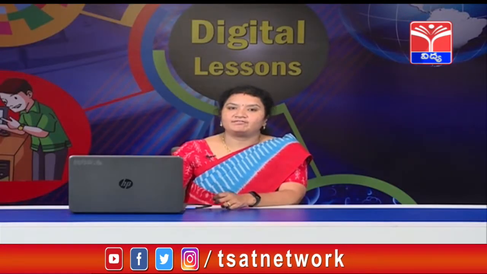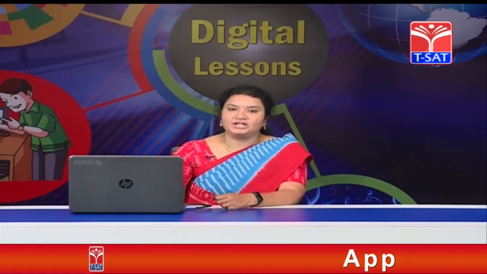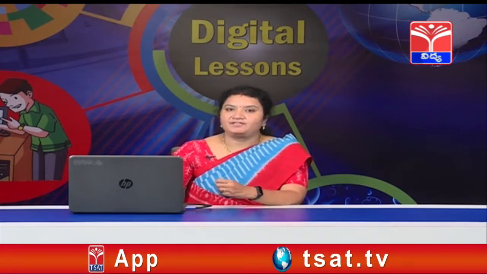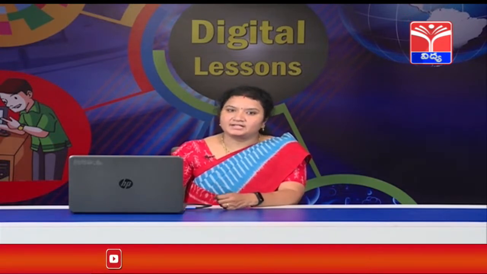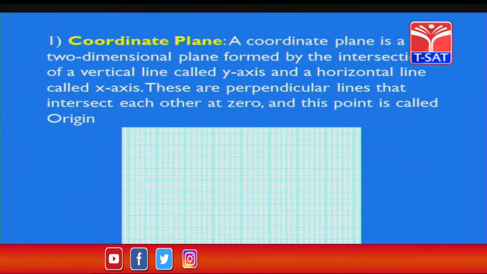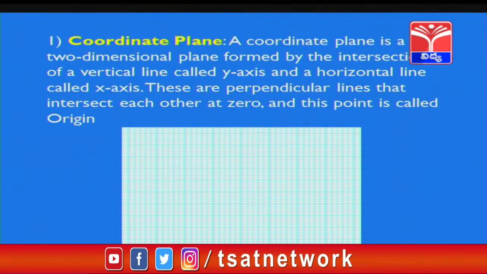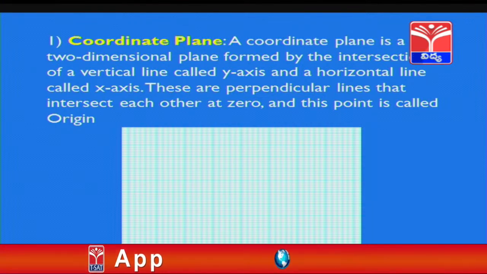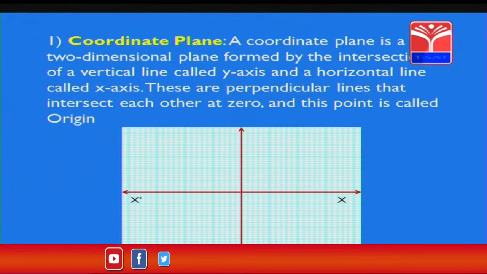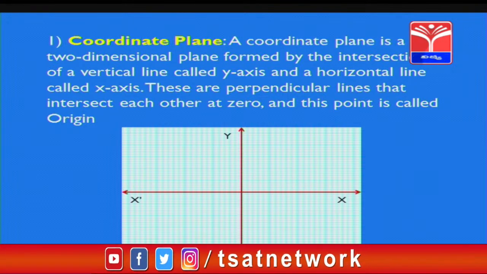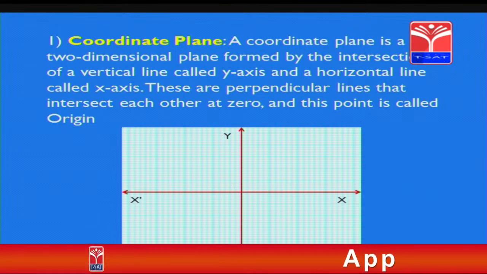Yes children, so we have seen how coordinate geometry is related to our daily life and facilitating our living without us even realizing it. Now, let us get into the learning. Children, let us quickly revisit our knowledge about coordinate plane and its contents. A coordinate plane is a two-dimensional plane formed by the intersection of a vertical line called y-axis and a horizontal line called x-axis. These are perpendicular lines that intersect each other at 0, and this point is called as origin.